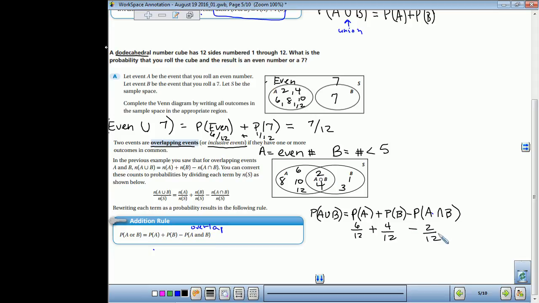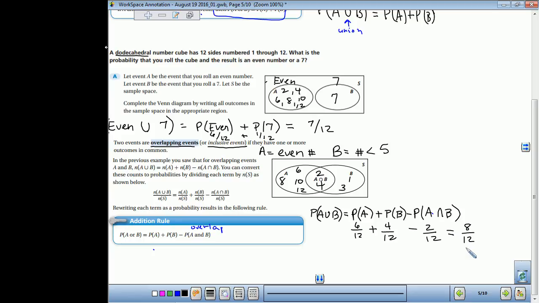So why do we subtract the overlap? Why do we do it? Because 2 and 4 were counted in the probability of A, weren't they? And 2 and 4 were also counted in the probability of B. We counted them twice. We can't count them twice. That's why we have to take them back out. Does that make sense? Okay. So, this is 10 minus 2, 8 out of 12.